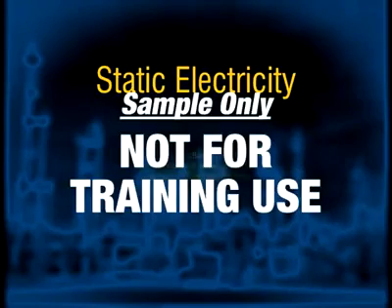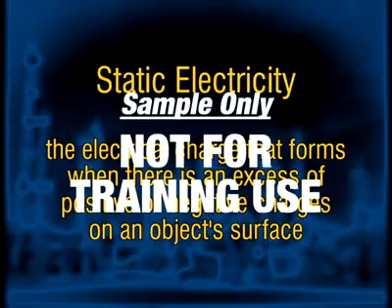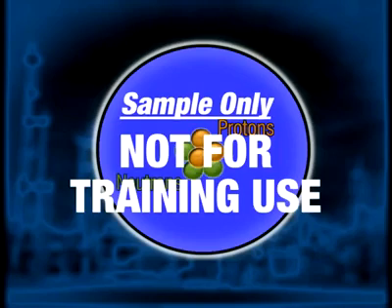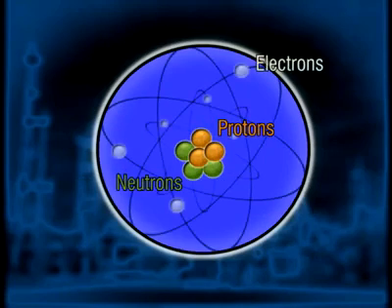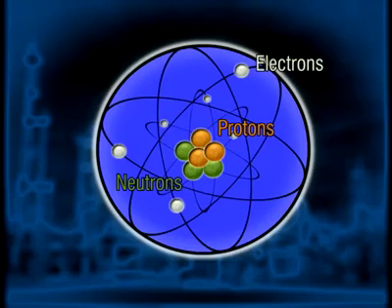Static electricity is the electrical charge that forms when there is an excess of positive or negative charges on an object's surface. All objects are made up of atoms. The center of the atom, the nucleus, is made up of tiny particles known as protons and neutrons. Smaller particles known as electrons orbit the nucleus. Protons are positively charged, electrons are negatively charged, and neutrons are neutral. That is, they have no electrical charge.